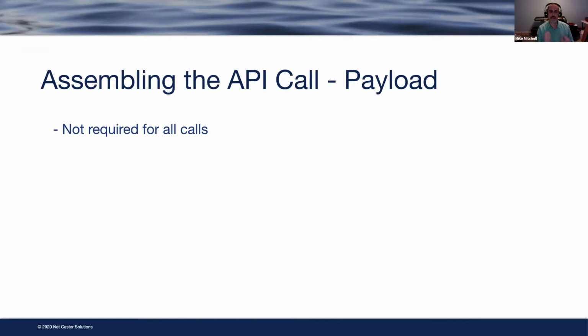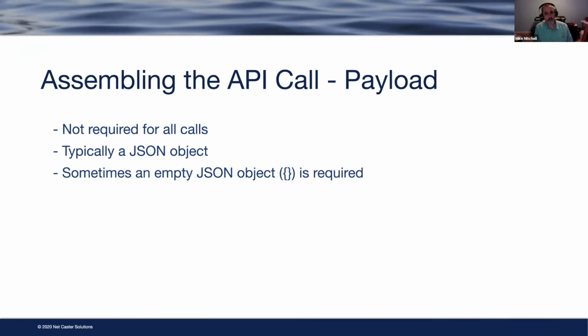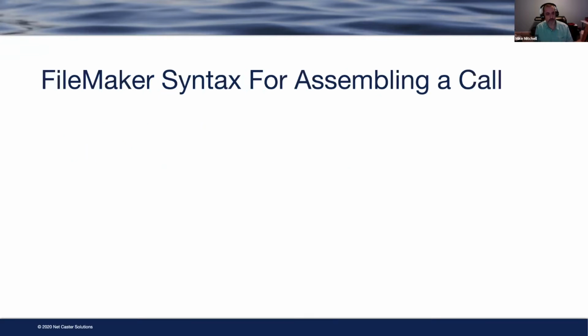Okay, payload. I accidentally went ahead too quickly. Okay, the payload is not required for all calls, especially your get calls will not typically have a payload. The payload is typically a JSON object. Sometimes, for some calls, an empty JSON object is required, and we will see that with certain calls. So for example, -d data. The -d is the curl command for the data object or the payload.